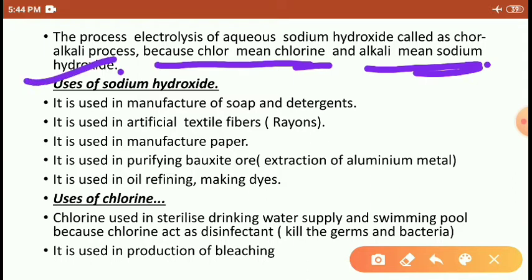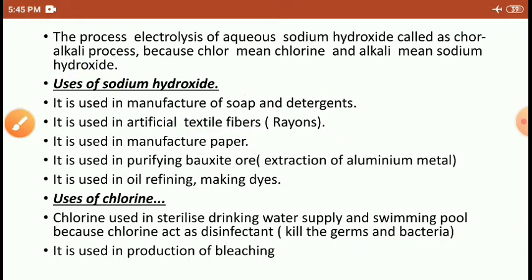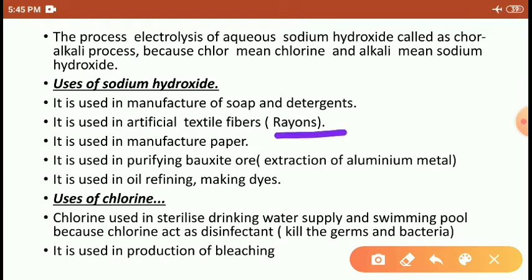It is used in the manufacture of soap and detergent. So what soaps and detergents are there? For their preparation we have to use sodium hydroxide. Okay. And sodium hydroxide is also used in artificial textile fibers and rayons. So what are the plastic, the polyester cloths? For polyester cloth, that is nothing but rayon. Rayon means polyester cloth, the textile fibers.